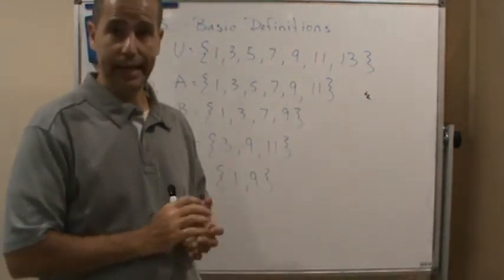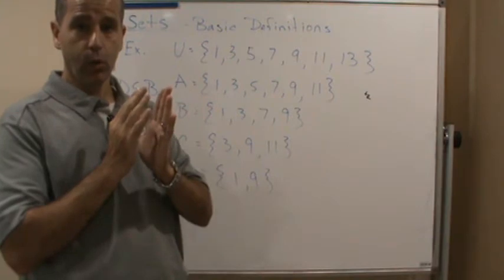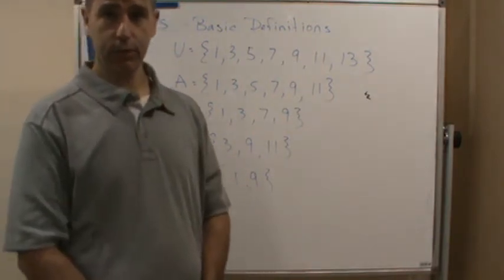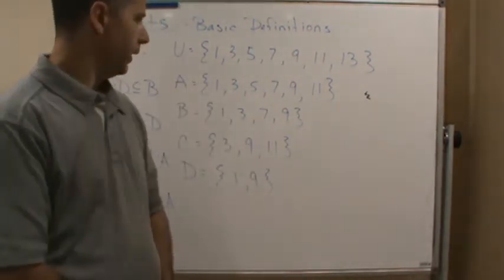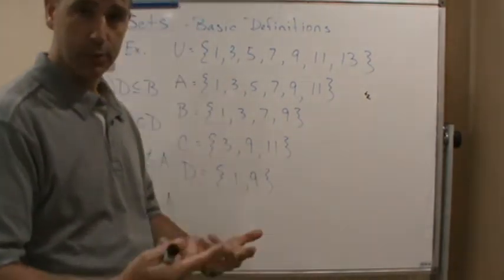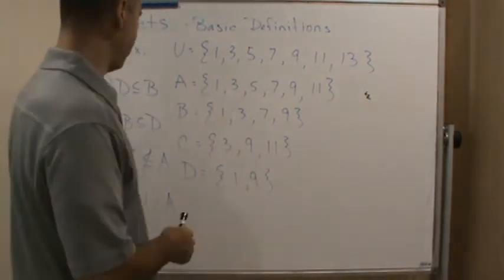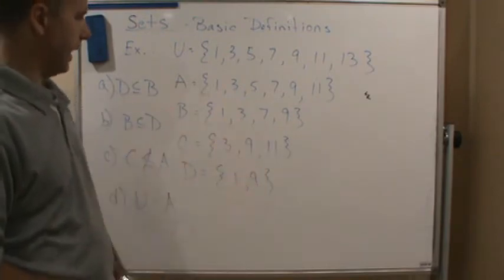Okay, so today we're going to look at another example. We're going to do a few examples now. And in this case, we're going to, again, look at relationships between sets. Okay, so in this example, I've written down some sets of numbers.